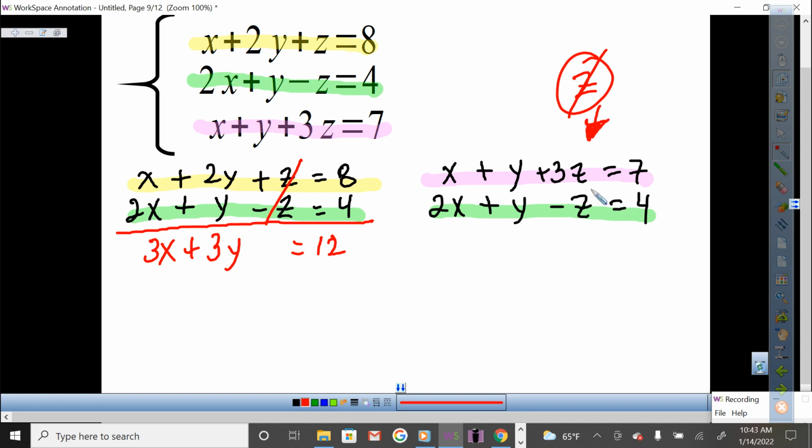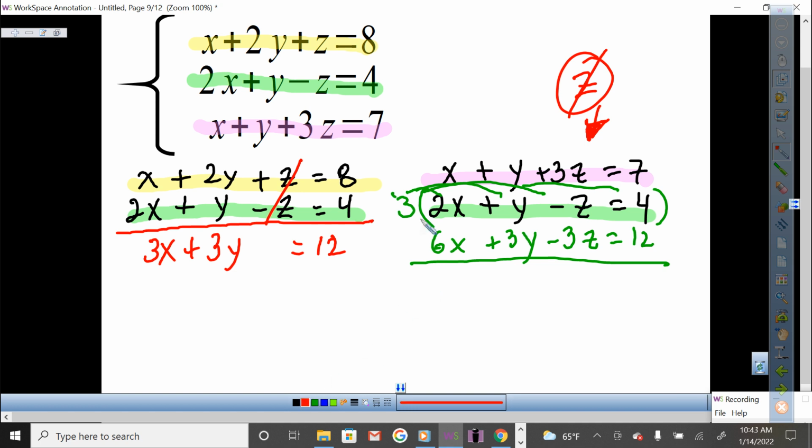Okay, can we eliminate them? No, unless we do what? Tell your neighbor, please. Erica, what do we do? Multiply times what? Three, yes, times 3. So distribute, that is 6x. Distribute, that is 3y. Distribute, that is negative 3z. And distribute, that is 12.